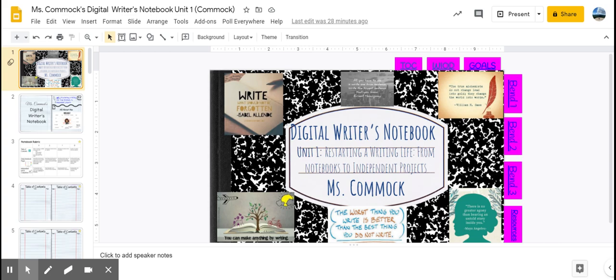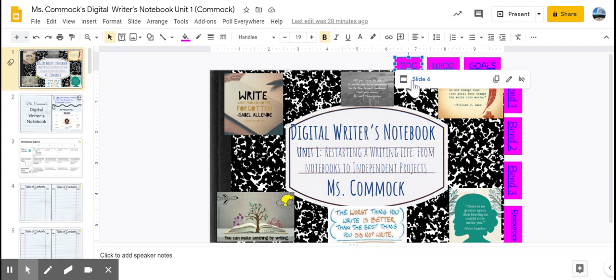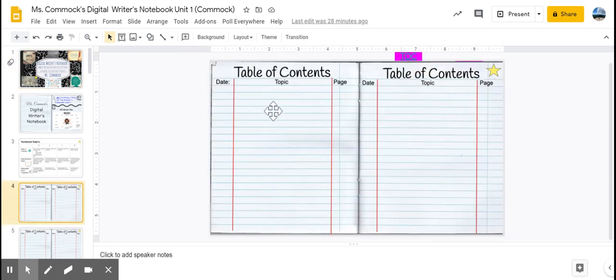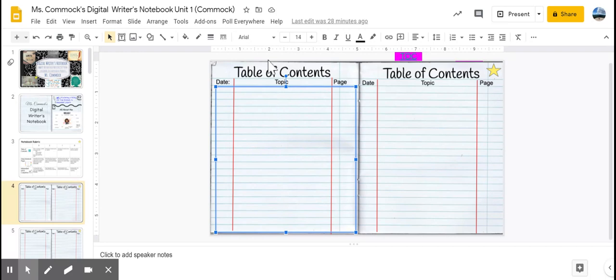Writers, the next skill I want to review with you is maintaining your writer's notebook. So that means that you are going to be keeping a table of contents. So I want you to navigate to the table of contents section of your notebook. Again, it's very helpful to use the links on the cover page to the different sections. So here we are at the table of contents.